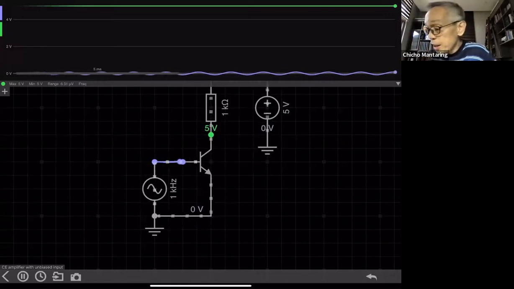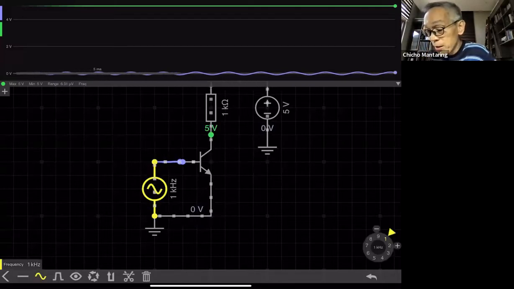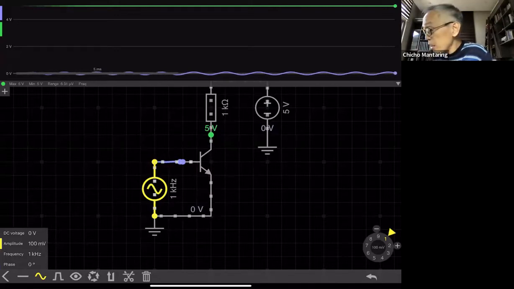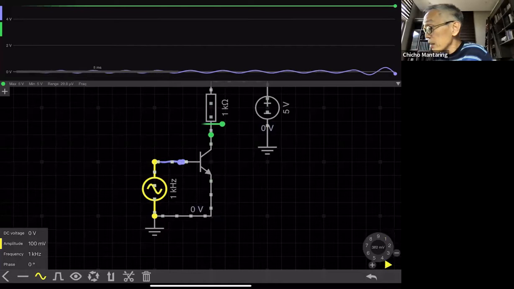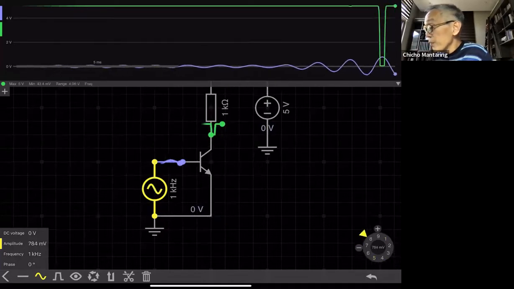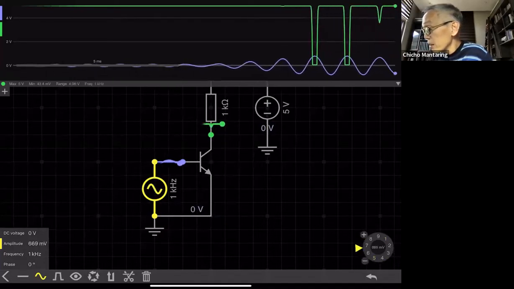Yung earlier suggestion, anong mangyayari kung lakihan ko to? Okay, so right now it's 100 millivolts. If I make that bigger, okay, teka, no?